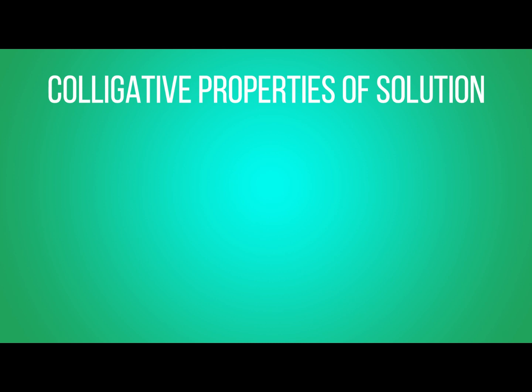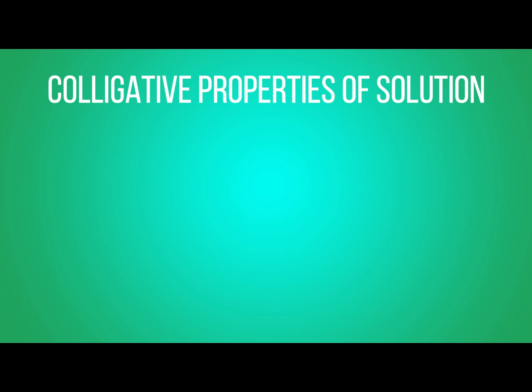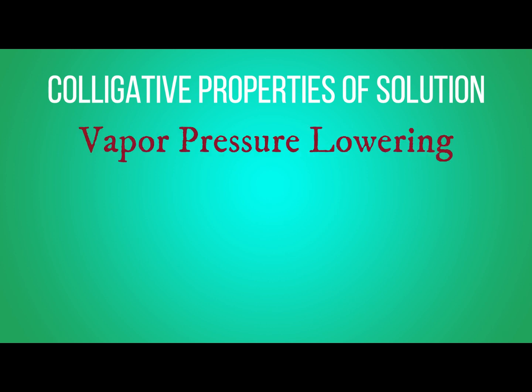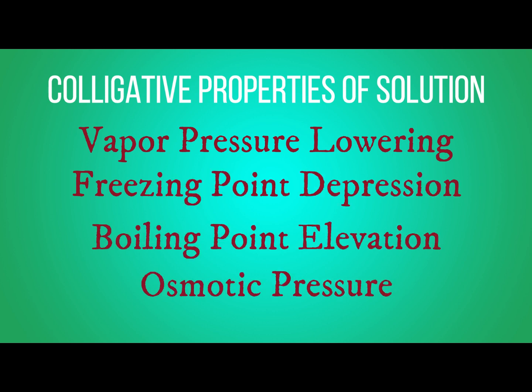And now, let's move on to the next topic, which is the colligative properties of solution. And what does colligative properties of solution mean? It means the properties of solution that depend on the number of solute particles present in the solution and not the nature of solute. There are 4 types of colligative properties. Those are vapor pressure lowering, freezing point depression, boiling point elevation, and osmotic pressure. But for this lesson, we will focus on freezing point depression.